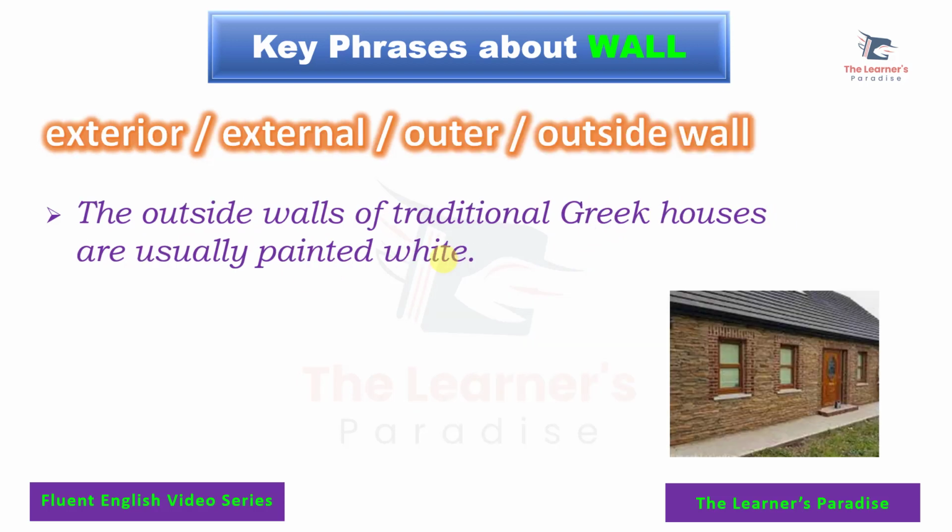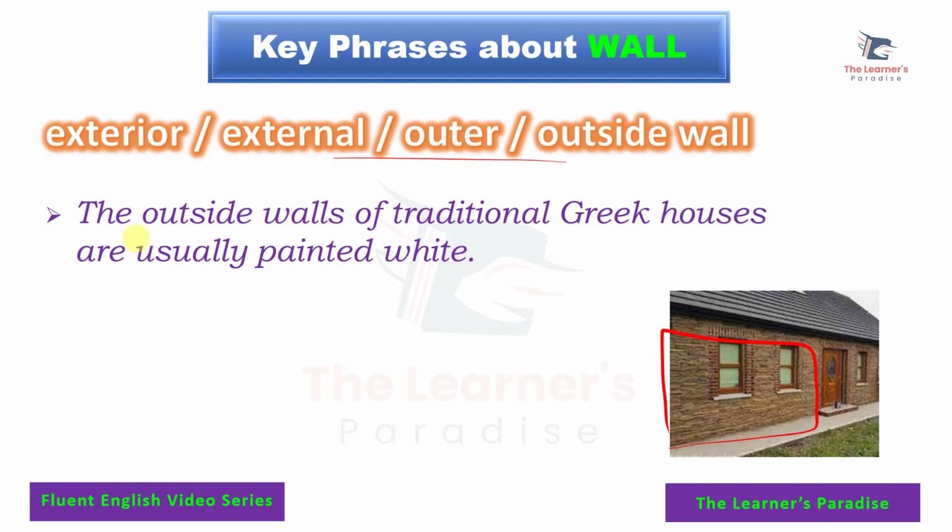Next we have exterior wall, external wall, outer wall or outside wall. All these words refer to the same idea. This is your house and this wall, that is the outside of the house. So you refer to this wall as an exterior wall or an external wall or an outer wall or an outside wall. You can use any of these words to refer to this wall that is visible from the outside of your house.